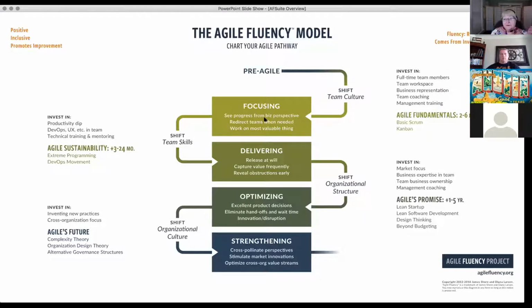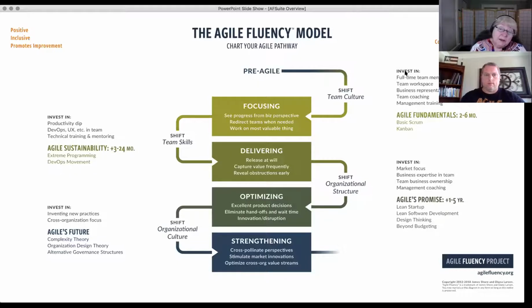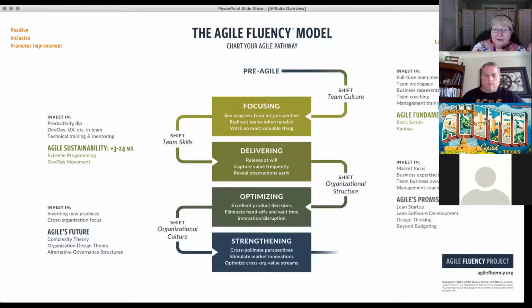So that's the focusing zone. And the way this particular model card works is, over here we talk about what leadership might need to invest in to enable teams if the team isn't fully fluent and doesn't have full fluent proficiency in this focusing zone. And then we also have some ideas about how long it takes to get to fully fluent proficiency if you go all in and really focus on it.